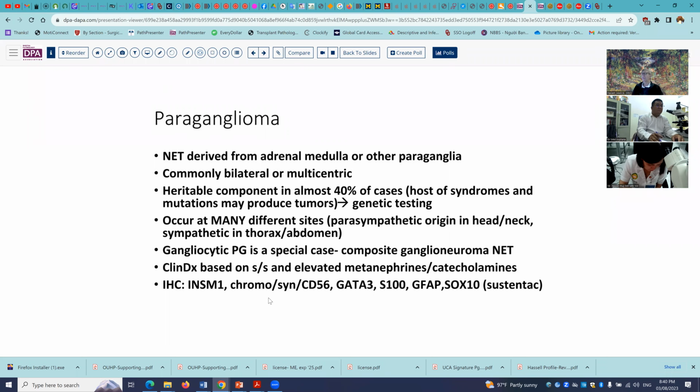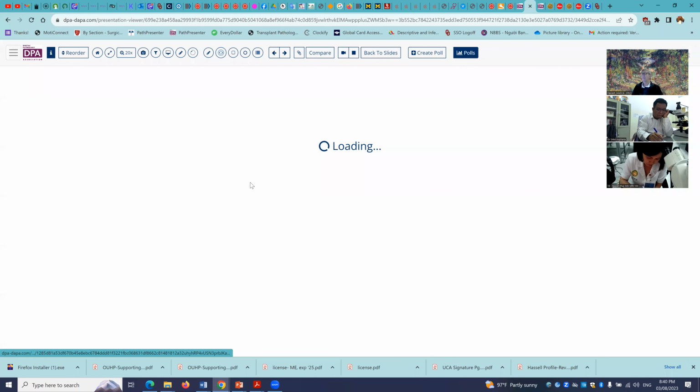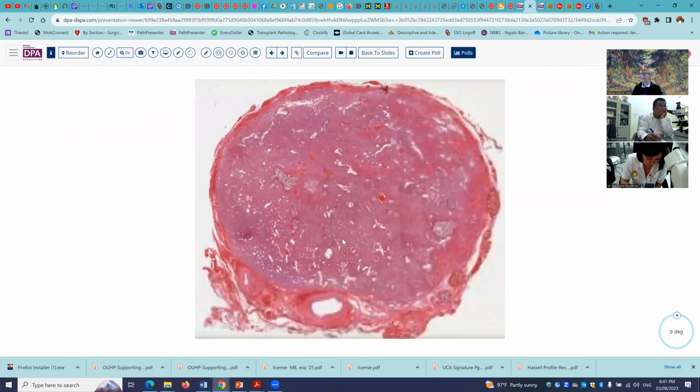But if you do need to do markers, obviously the neuroendocrine markers that we've discussed already will be positive, as well as INSM1, which is a newer marker for neuroendocrine differentiation. And in the paraganglial lesions, the sustentacular cells will be positive with GFAP and SOX10, as well as S100, although that can be positive in both components. So here are some nice examples of this lesion.